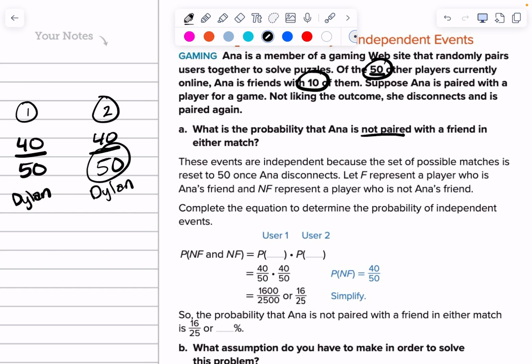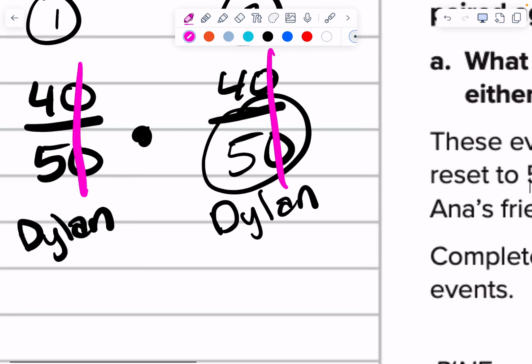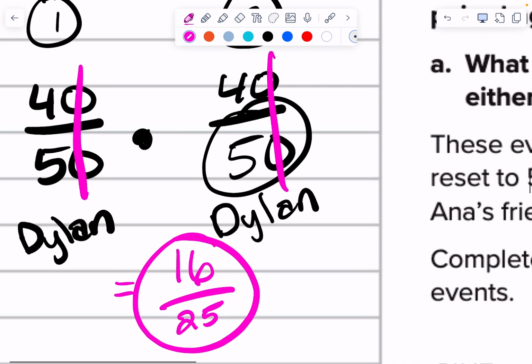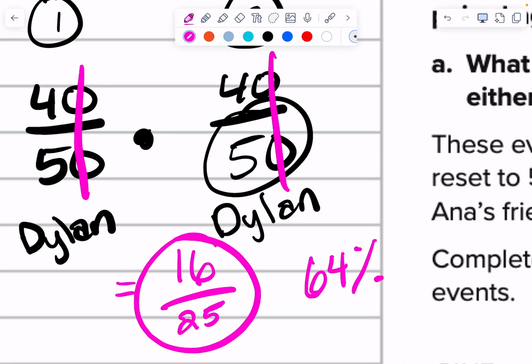That is without replacing, right? Okay, but Dylan gets replaced back into the pot, and she could, in fact, draw Dylan again, right? So I have that going on. I'm going to multiply. Before I multiply, I would reduce. I would divide by 10, right? And I have 4/5 times 4/5, which is 16/25, or 64%.